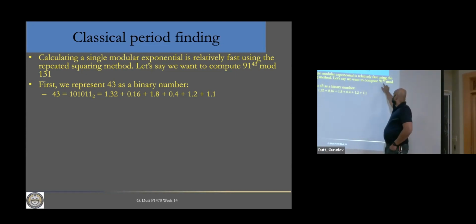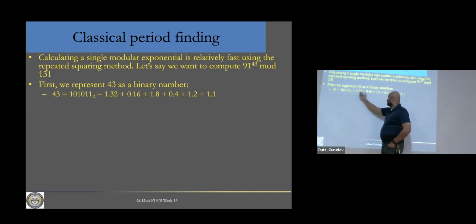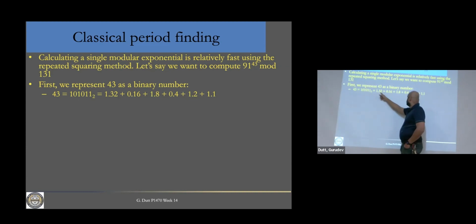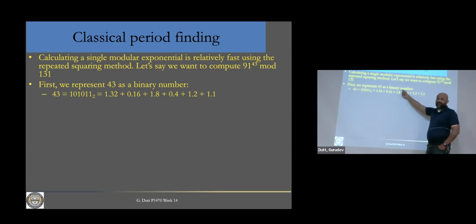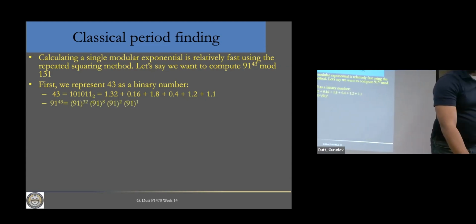So instead, what we do is first we use the repeated squaring method. Everything becomes easier with binary, so to speak. So I represent 43 as a binary sequence, 101011, which can be represented using our standard binary notation as 1 times 2 to the 5, which is 32, plus 0 times 2 to the 4, plus 1 times 2 to the 3, which is 8, plus 0 times 2 to the 2, which is 4, plus 1 times 2 to the 1, and then 1 times 2 to the 0. Okay, so those are just those numbers.